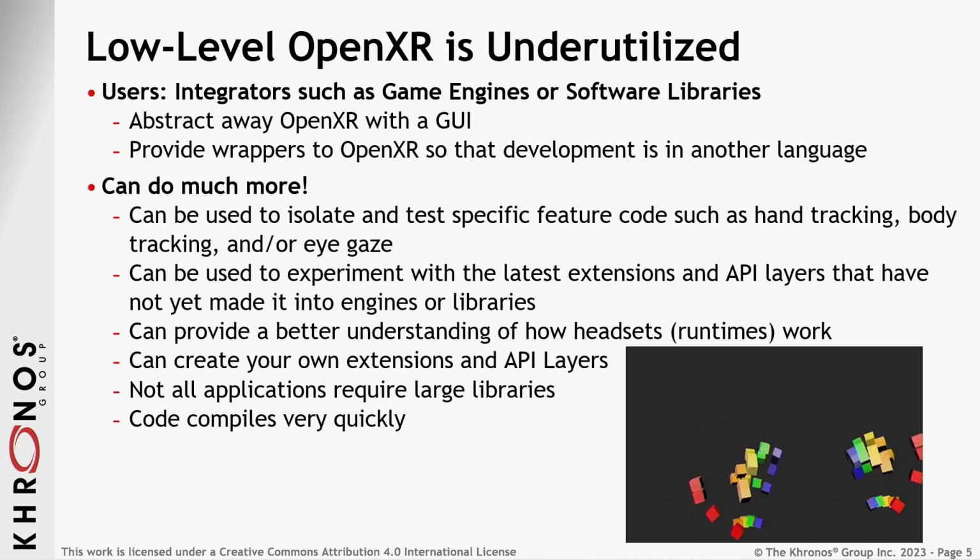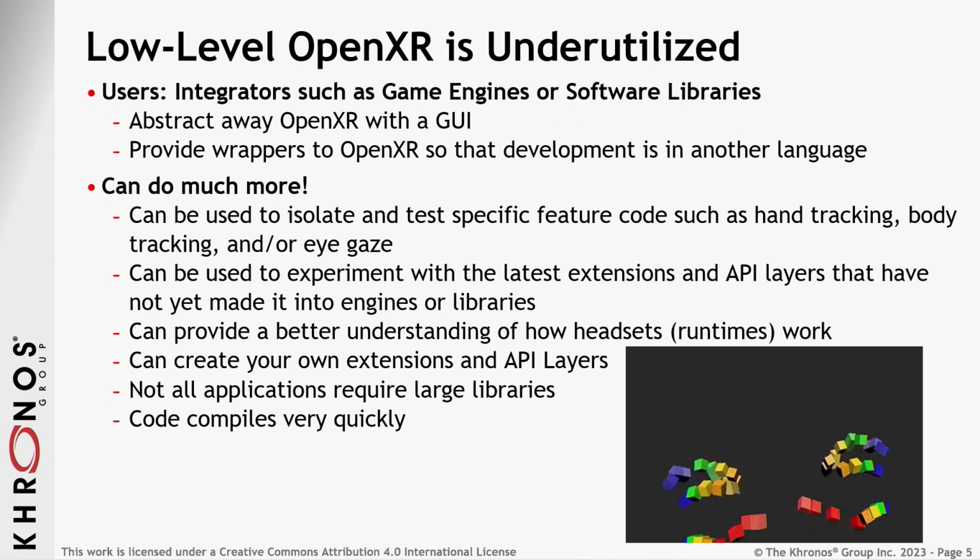Whereas if you use OpenXR directly, you can use those features, start experimenting with them, so that when they do become part of the game engine, you can put them in knowing that they'll work. So you can do quite a bit with OpenXR, such as isolating specific features. For example, if you just wanted to test hand tracking, you can do that in the low level pretty easily, and it'll compile super fast. Game engines, pretty bulky, take a while, and you have more control over the devices and the extensions and how they work.